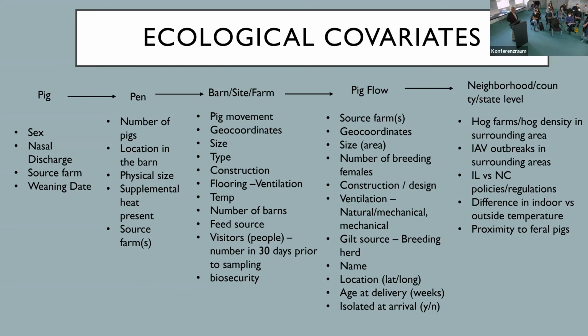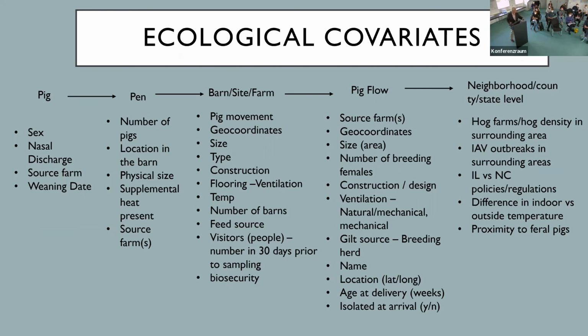Pig level variables like sex and the amount of snot, as Varun well knows. Some of them are sicker than others, right? And what source farm do they come from? Then the number and pen level. These farms are spatially distributed in pens, so some pigs hang out together and other pigs hang out together. So there are pen level variables as well. Some of them are bigger, some of them are smaller.